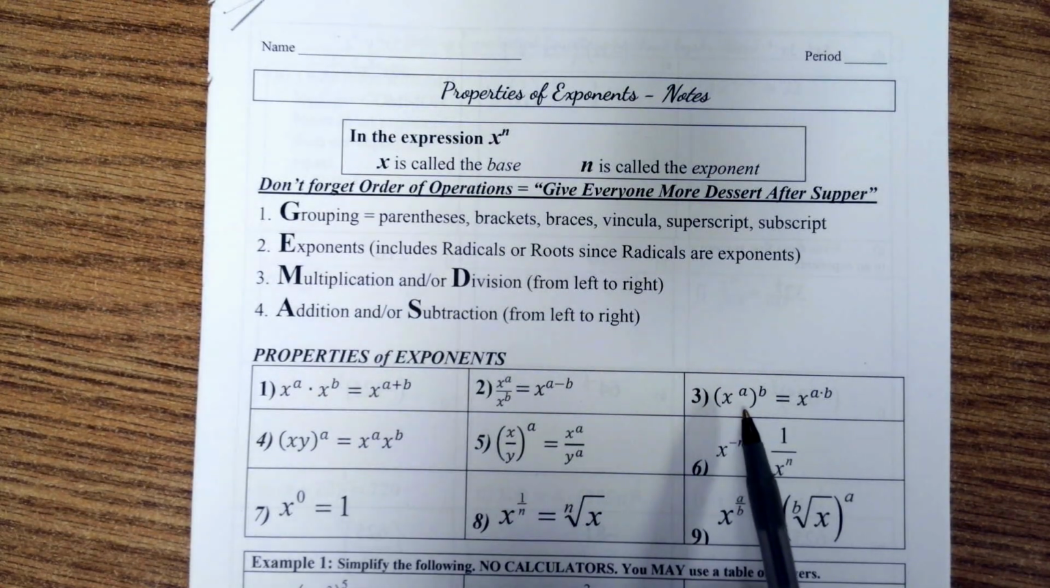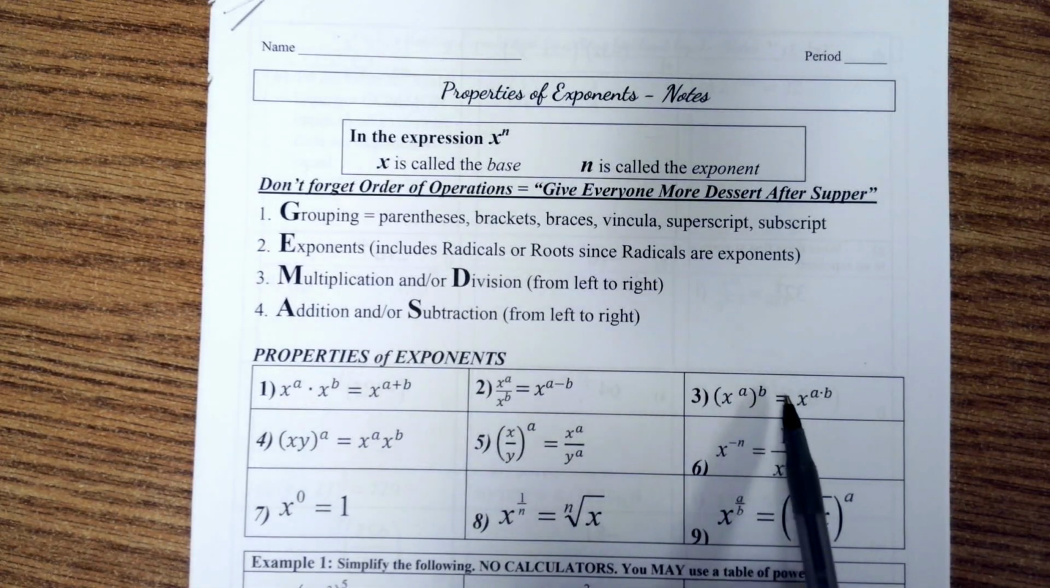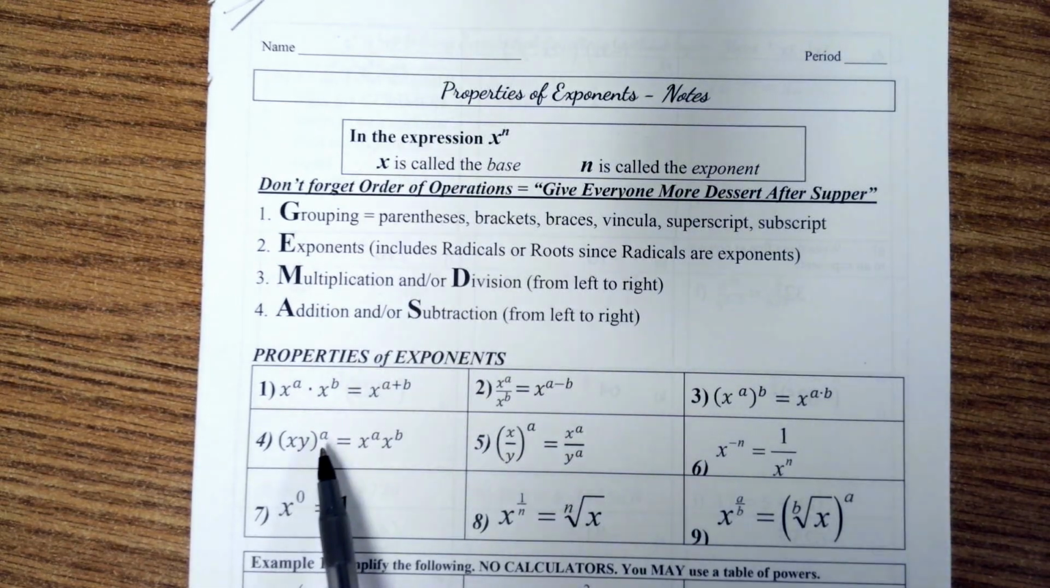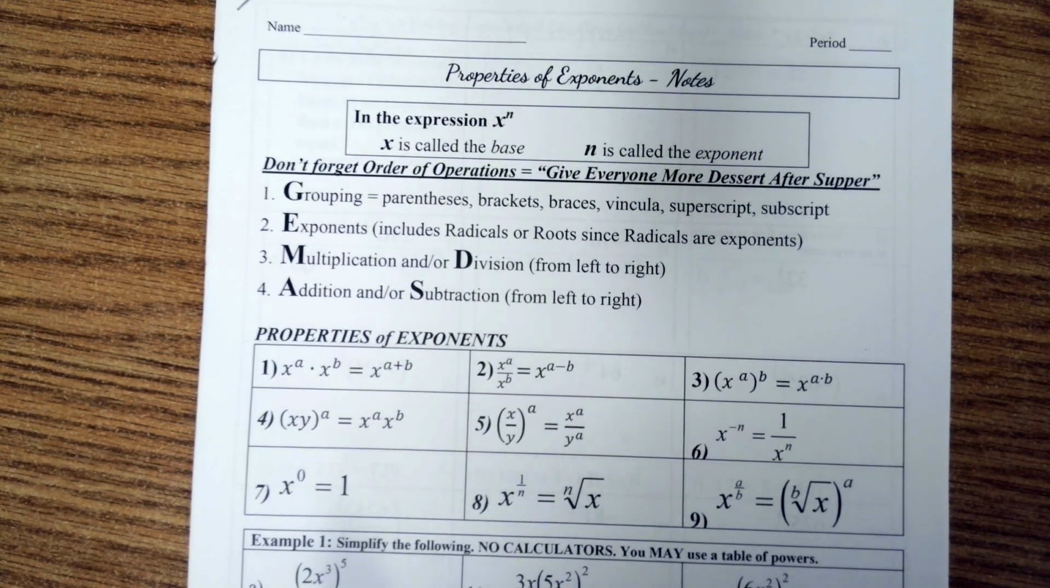When you raise a power to a new power, x to the a to the power of b, then you can multiply your exponents. On the other hand, you can sort of distribute. Anytime you have x times y, all of that to the a power, everything gets the power. The x gets the a and the y gets the a, and a z and a w and however many other pieces you've got.